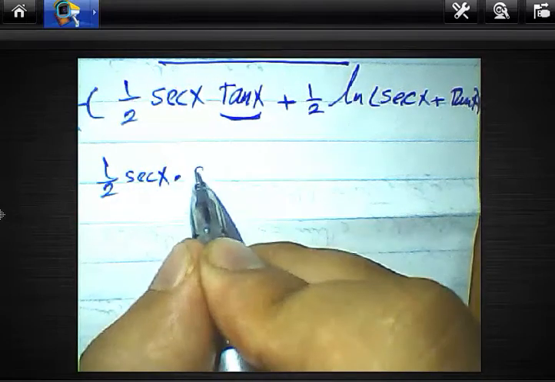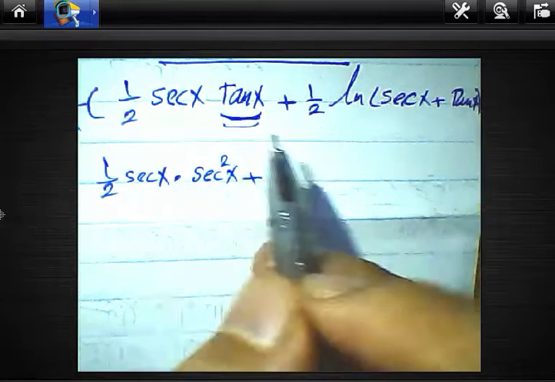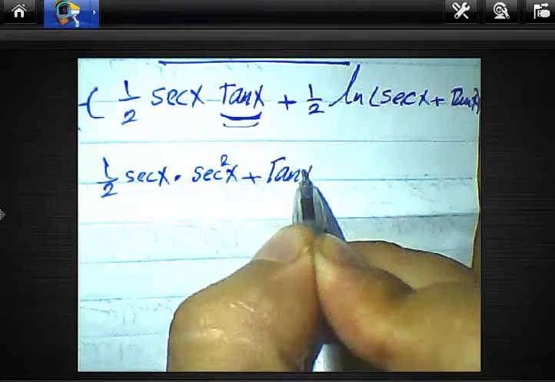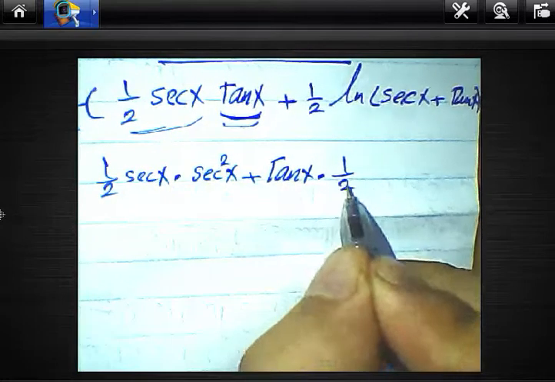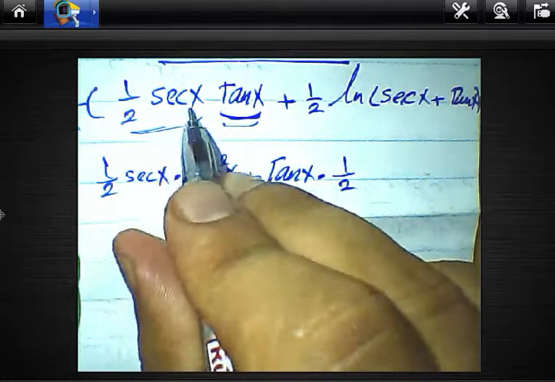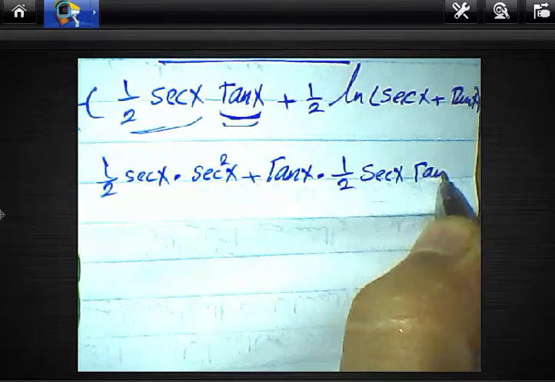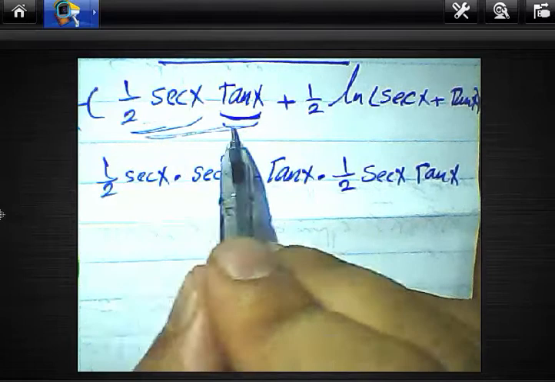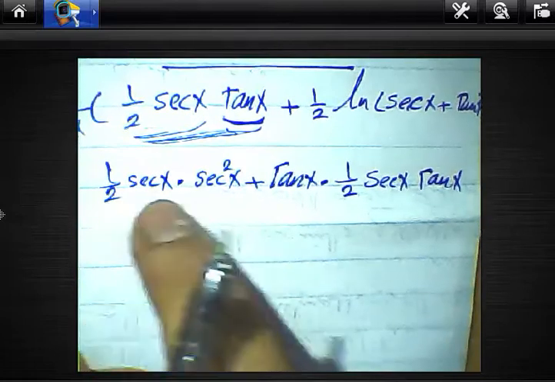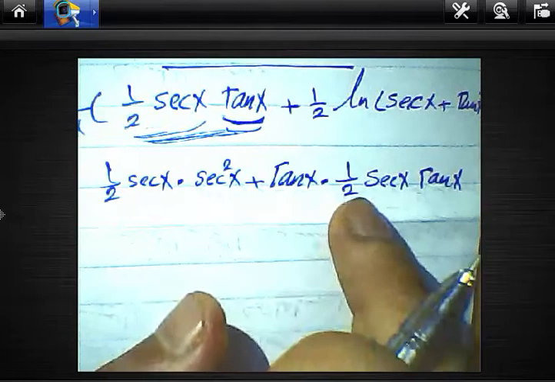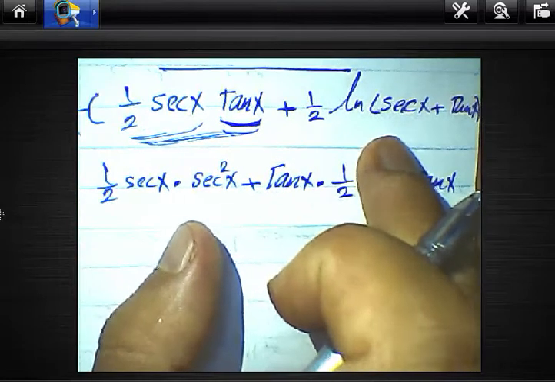The derivative of tan x will be sec power 2, plus we write the second here multiplied by the derivative of the first. The derivative of half sec x is half sec x tan x. This is the derivative of this term. For the first term, we take the first multiplied by the derivative of the second plus the second multiplied by the derivative of the first, and we can find the derivative of this function.